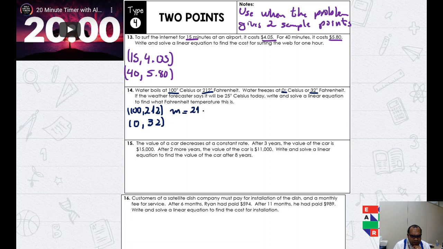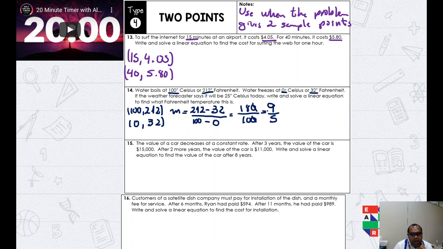m equals y1, 212, minus my y2, 32, over my x1, 100, minus my x2, 0. Let's do it here. Find our slope. 212 minus 32 is 180. 180 divided by 100. It is a fraction. If you simplify by 10, you have 18 over 10, and by 2 you have 9/5. My slope is 9/5.